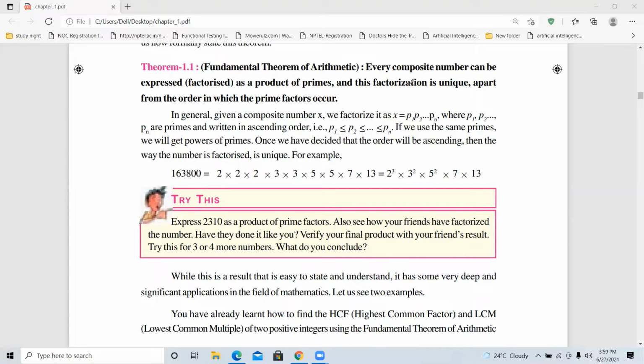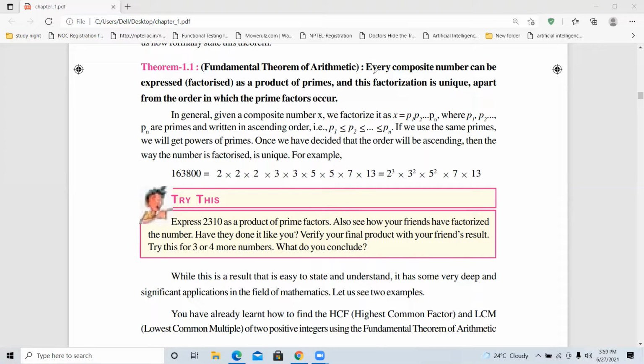The Fundamental Theorem of Arithmetic states that every composite number can be expressed, or else we can also say that it can be factorized, as a product of primes. And this factorization is unique apart from the order in which the prime factors occur. So this is the statement. Now let us go into every line we have read.